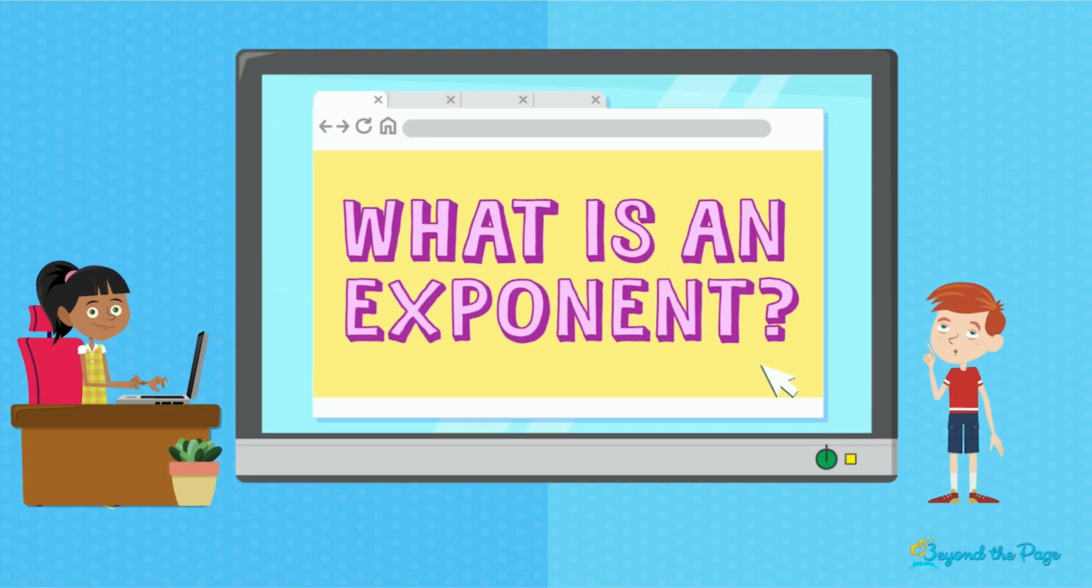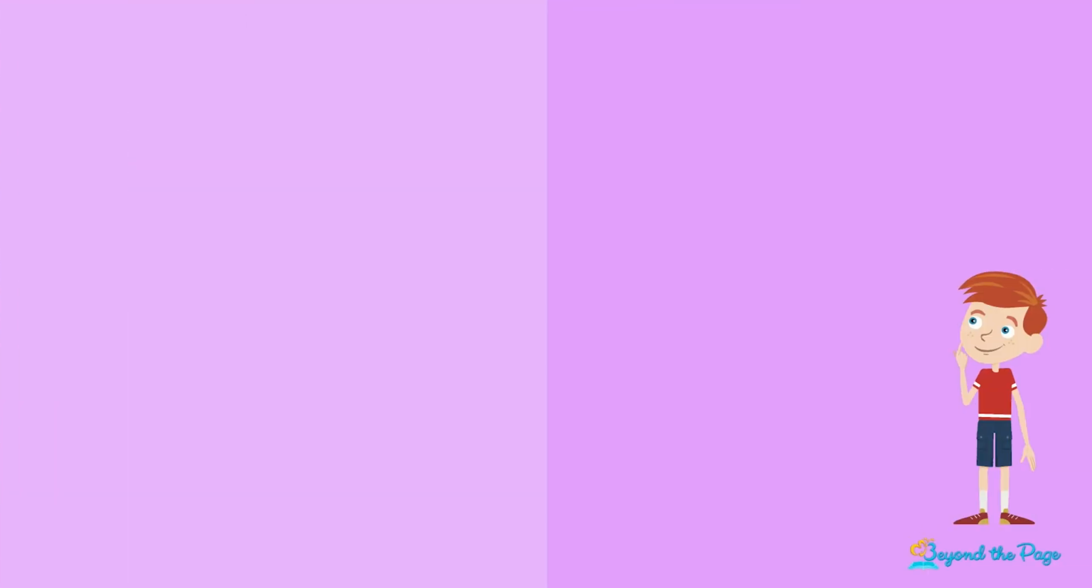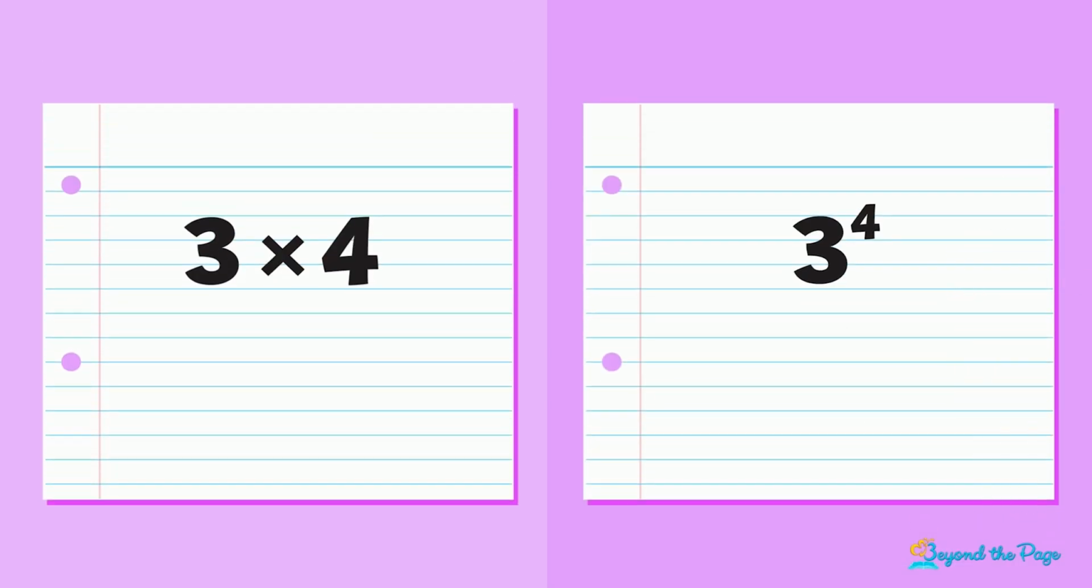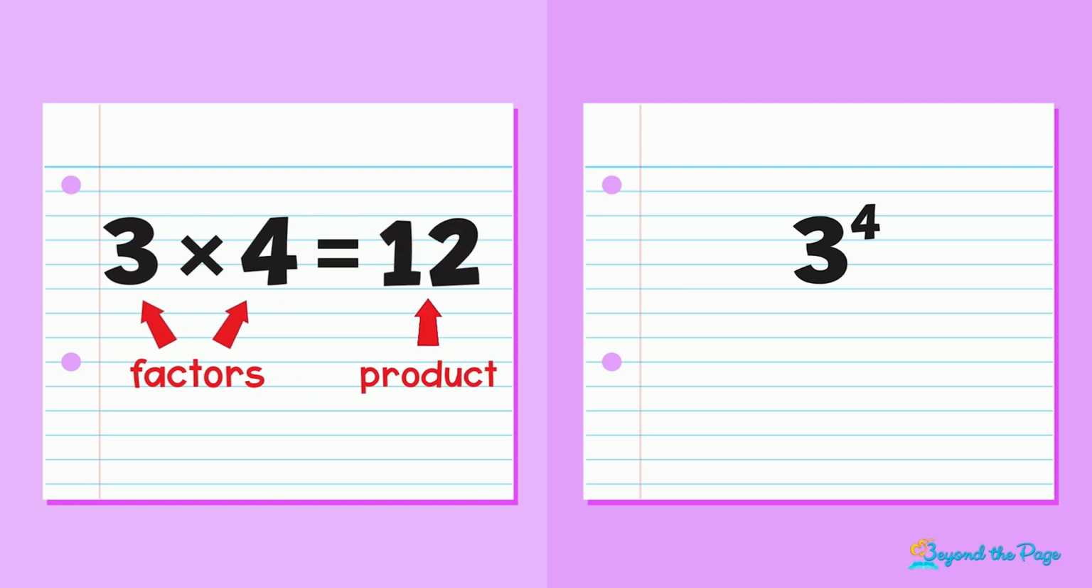What is an exponent? First of all, what is an exponent? To start, look carefully at these two expressions. The first expression shows the factors 3 and 4. We multiply the two factors together to get a product of 12.